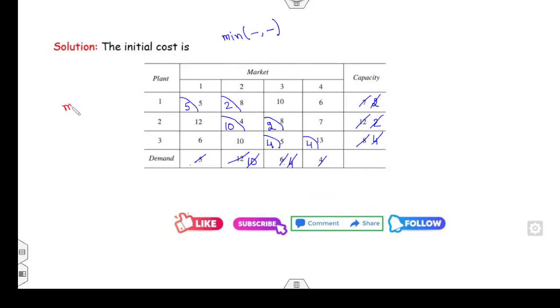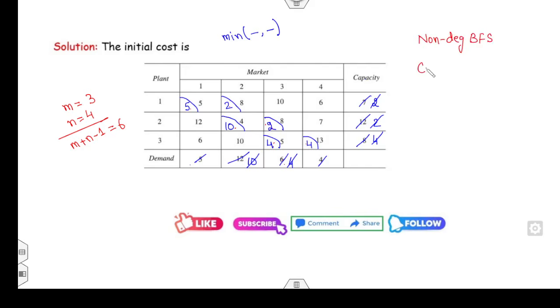Fine. How many allocations do you have? M is 3. Number of columns is 4. And your allocations M plus N minus 1 will be 6. And you can see 1, 2, 3, 4, 5, 6. That means you will get the non-degenerate BFS.